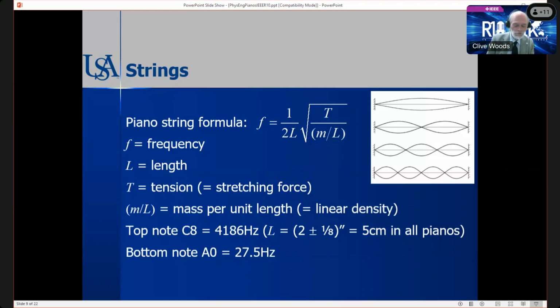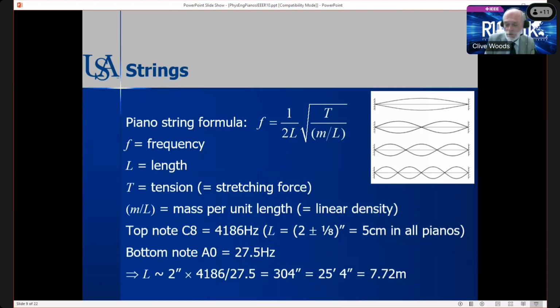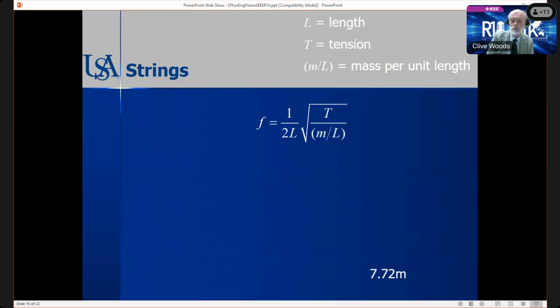But the difference is in the bottom note, and the bottom note is 27.5 Hertz if you work it out, the bottom note A0, and you can work out from the formula what length it would be if you use the same material as you use for the top note. You just scale it by the frequency, do the sums, and it works out to be 7.72 meters, nearly 7¾ meters. So just remember that distance. It's quite a long distance. There's the formula to remind you.